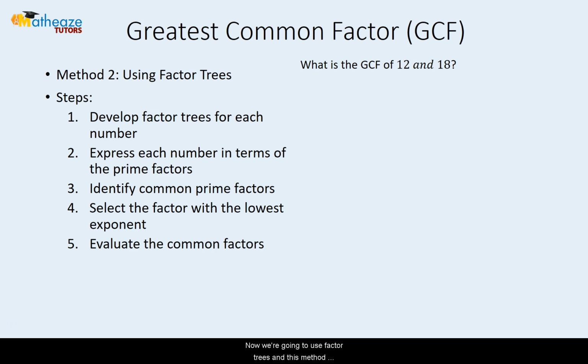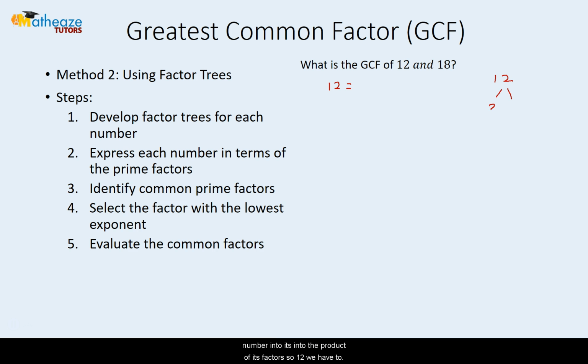Now we're going to use factor trees, and this method requires us to develop factor trees for each number, express each number in terms of its prime factors, identify the common prime factors, and then multiply the result. So we have 12 also. Let's draw a factor tree. So factor trees is just a method of decomposing a number into the product of its factors.